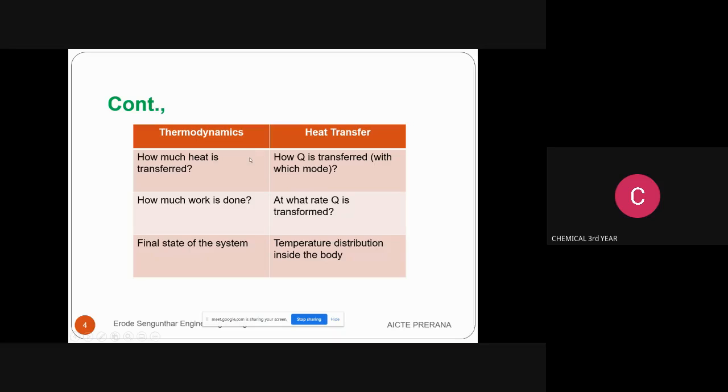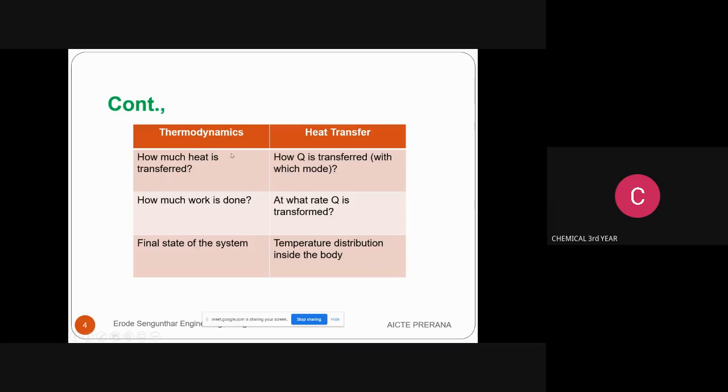And in thermodynamics, we discuss the initial and final state of the system. But in heat transfer, we discuss the temperature distribution at each and every point inside the body or outside the body, whatever it may be. Here Ti, T naught, T1, T2, like that, at each and every point, how the temperature variation is occurring, we discuss specifically in heat transfer. These are the main differences between thermodynamics and heat transfer.